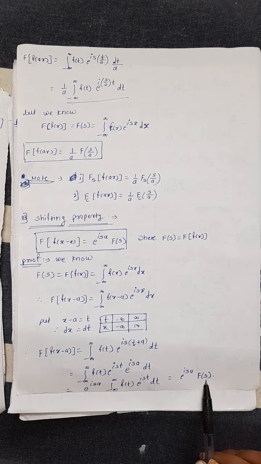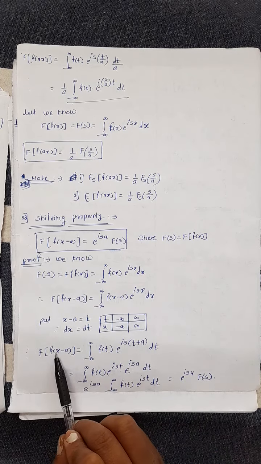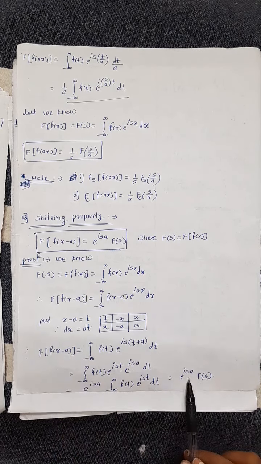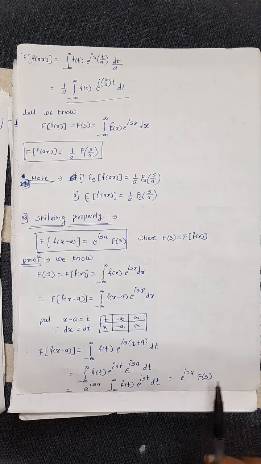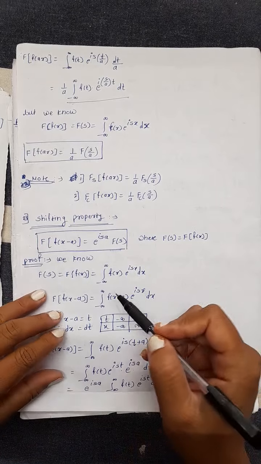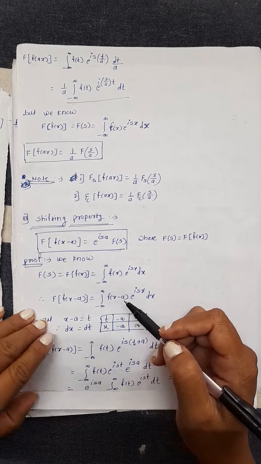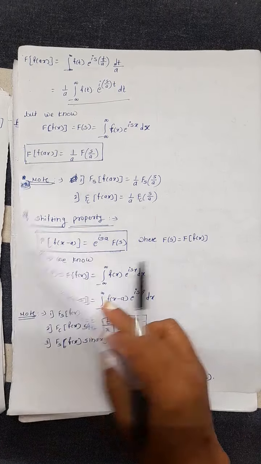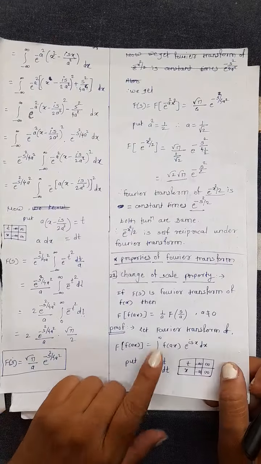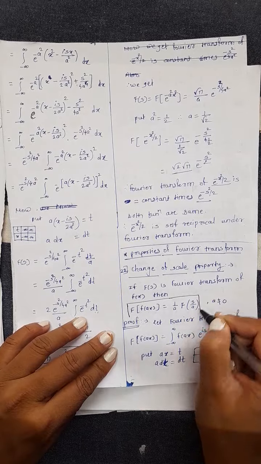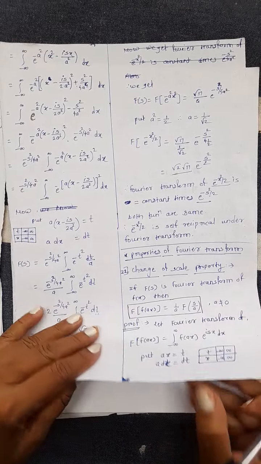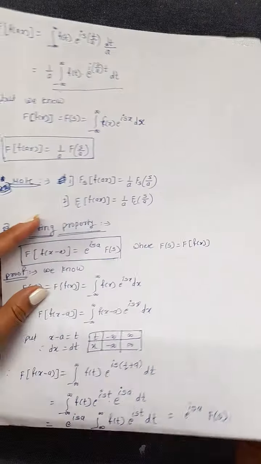Okay, therefore the Fourier transform of f(x minus a) is equal to e raised to i s a times F(s). Okay, you have to memorize all these formulas, this formula or the earlier formula, this one, because it can be asked in objective type questions.